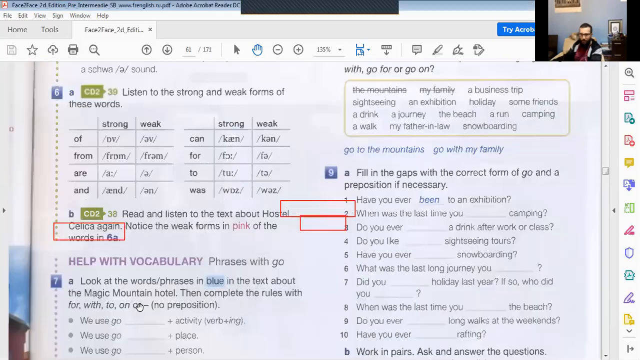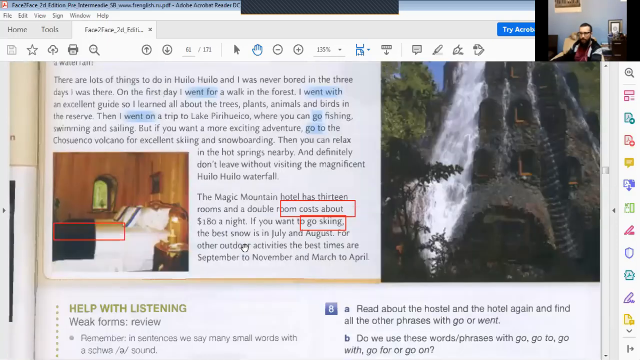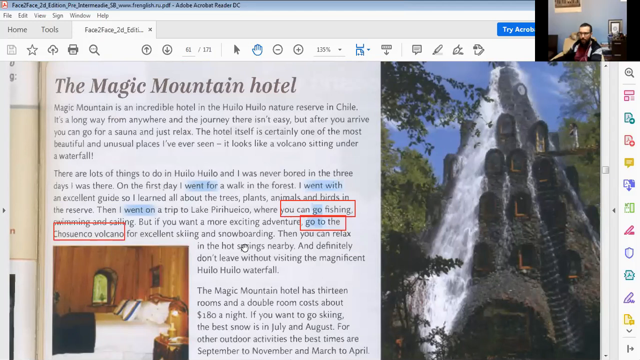The third rule we talked about was with people. If you want to talk about a person and you want to use the verb go, you need to use with. Go with, like this example. I went with an excellent guide. Can you see this? So here we use the verb go with the preposition with.